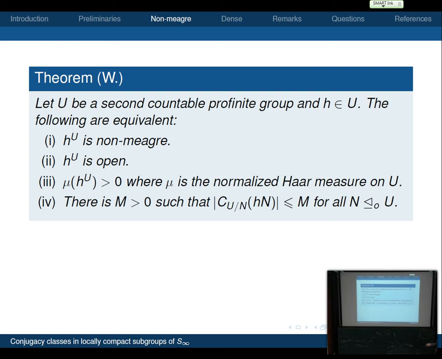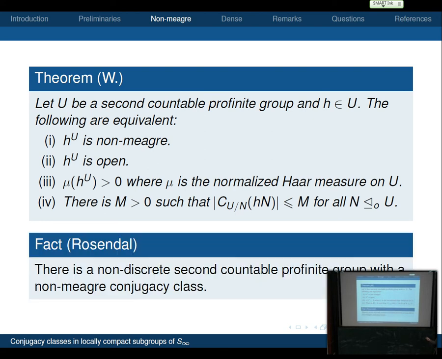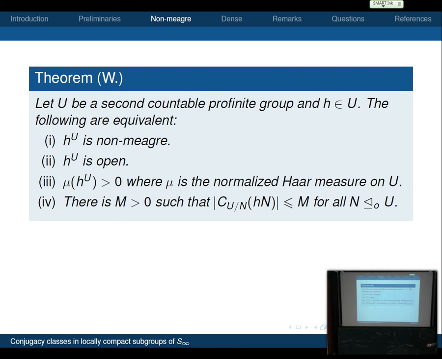3 implies 4 follows by the key lemma. And 4 implies 1 is essentially running the key lemma proof backwards. It's not so hard. But you might say, well, are there actually interesting examples of this, right?